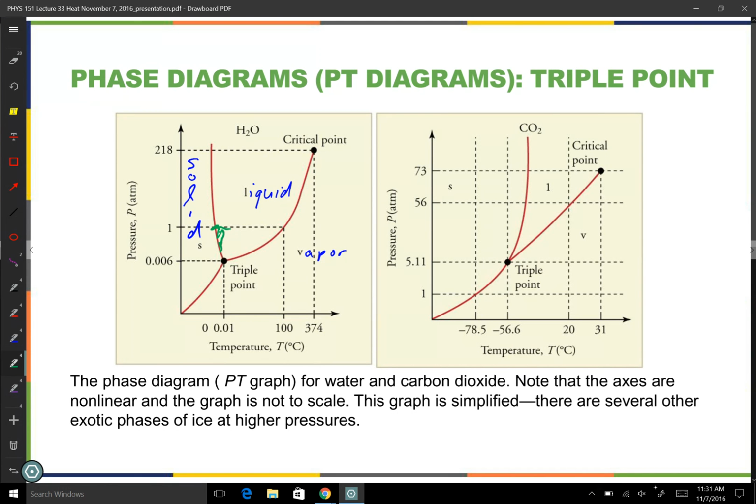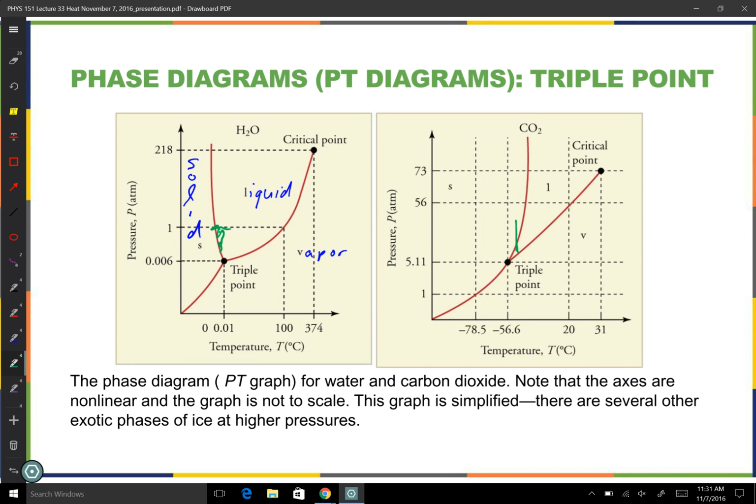Over here on the right, we have carbon dioxide. And for carbon dioxide, the slope is going up and to the right. If you increase the pressure, you could go from liquid to solid. You could freeze it by compressing. Whereas for water, you can melt it by compressing. And that's odd. That's weird.